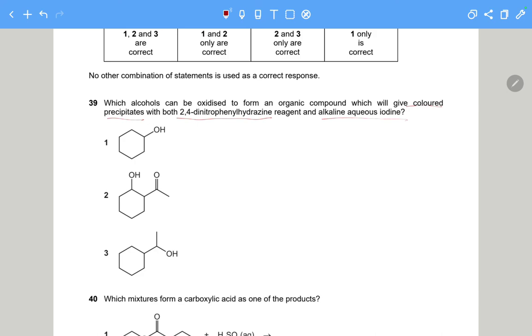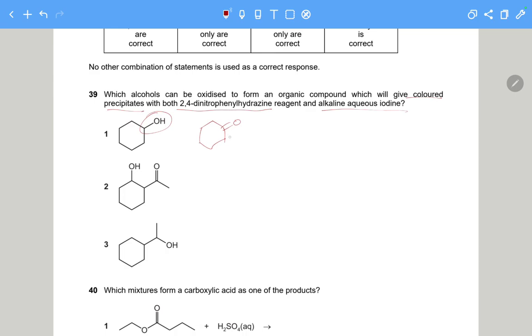So we start with the first one. This will be oxidized to a ketone, and the ketone will be this. Now it will react with 2,4-DNPH because obviously it's a ketone, but it won't react with alkaline aqueous iodine because it does not have CH3CO, right? So this is wrong. And then in the second option, you have another secondary alcohol group which will be oxidized to a ketone. So both ketone groups will react with 2,4-DNPH to give the colored precipitate. And this ketone group, because it is CH3CO, it will react with alkaline aqueous iodine. So this is correct. And then for the third one, you get this on oxidation. The ketone group will react with 2,4-DNPH and will also react with alkaline aqueous iodine because again it's CH3CO. So this is correct as well.